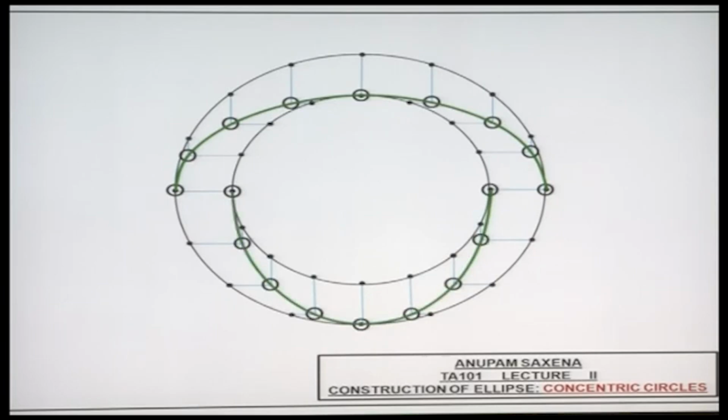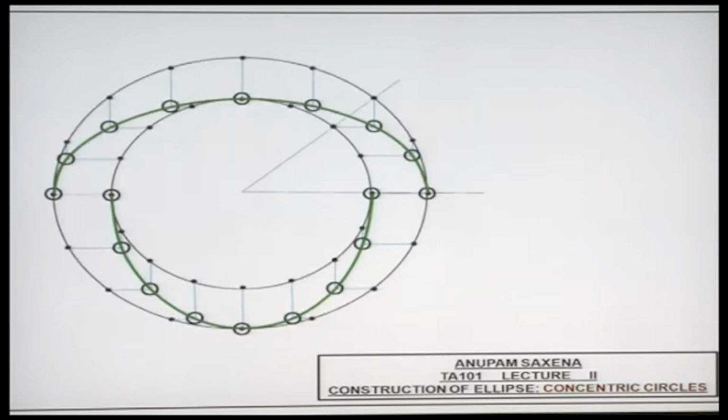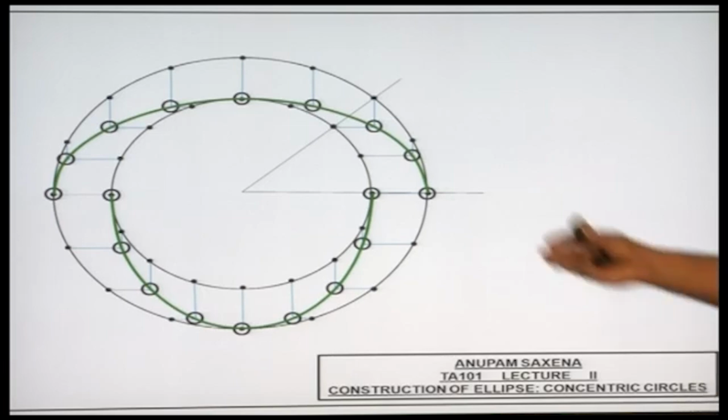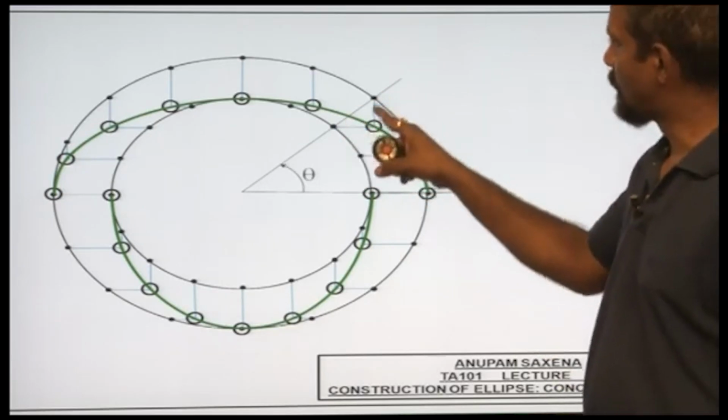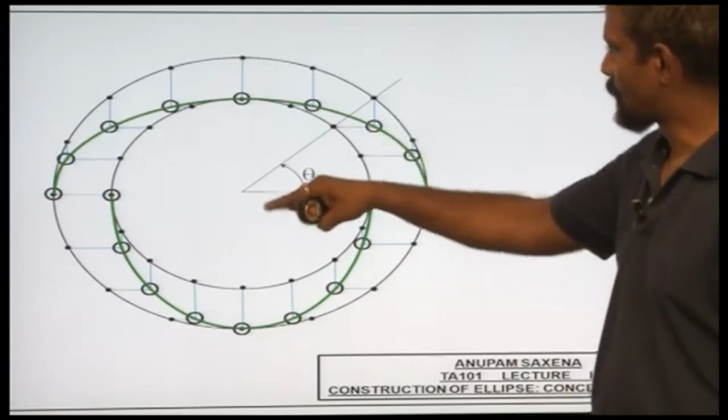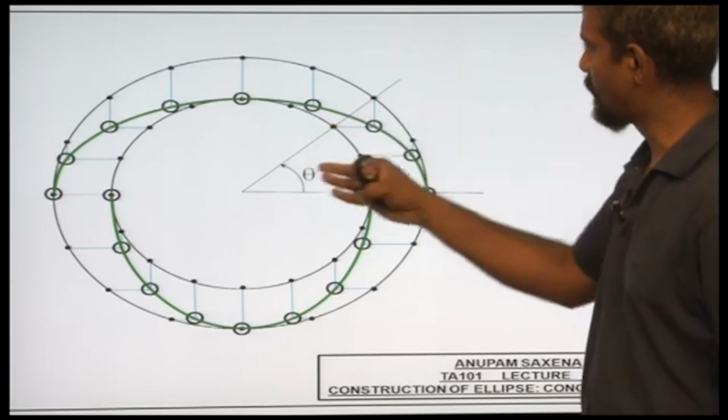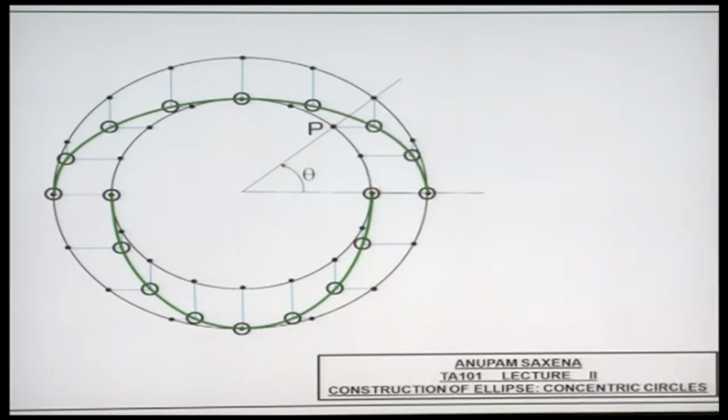Now the question, think and analyze for you is: is this an exact ellipse or not? Let's try to find it out. So let's join the corresponding points on the inner and outer circle. Have this horizontal, have this line segment over here, let this angle be theta.